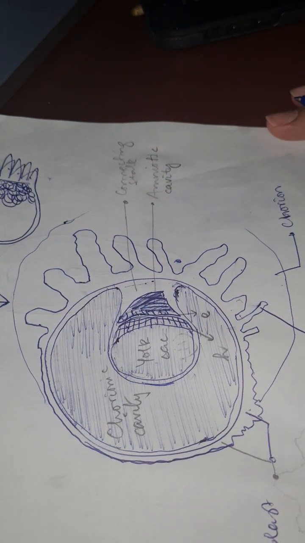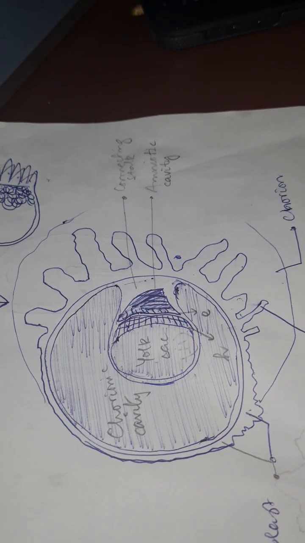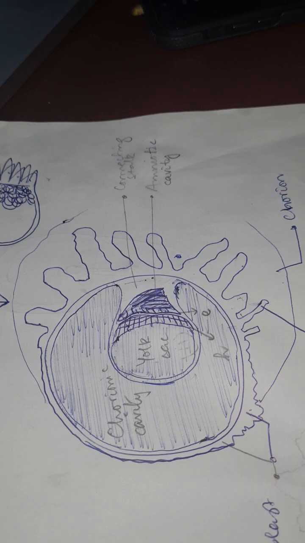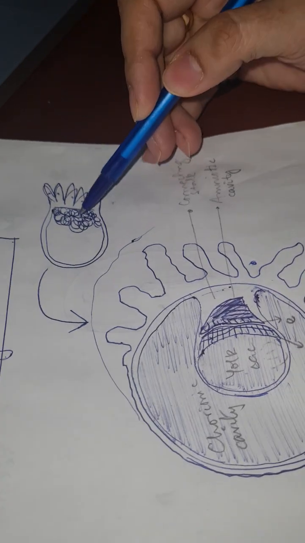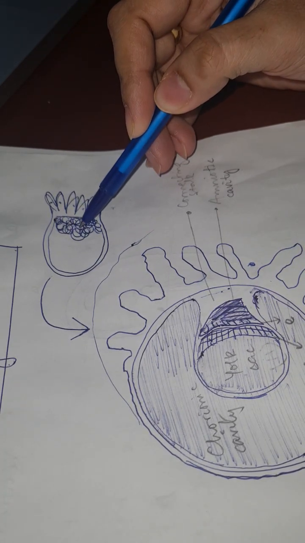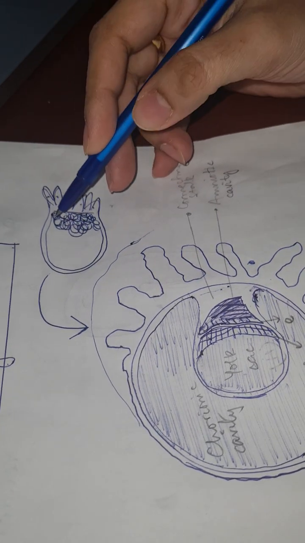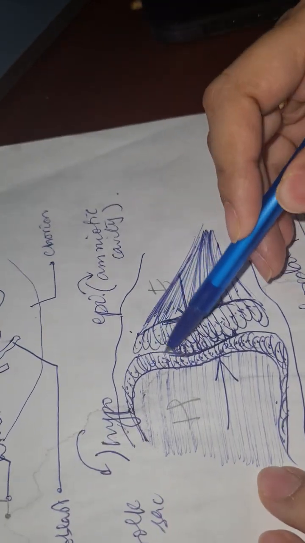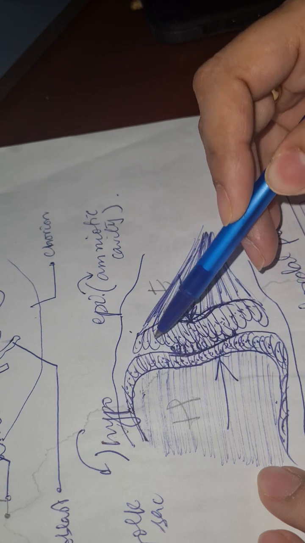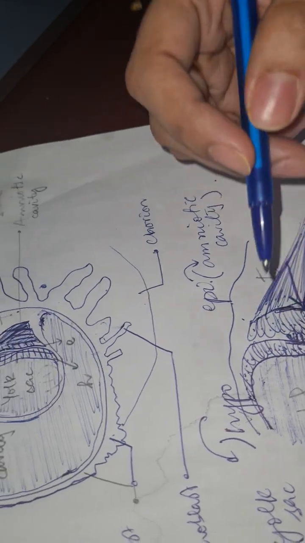Now, here we're discussing week 2 after fertilization, and that is the formation of the bilaminar embryo. Bilaminar means the formation of two layers that is going to be made in the embryoblast. The embryoblast that we discussed already is going to be differentiated into two main layers, that is the hypoblast and the epiblast.